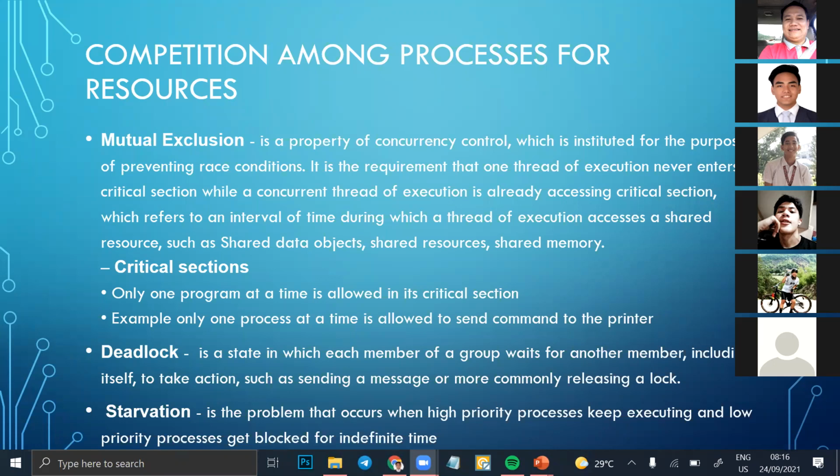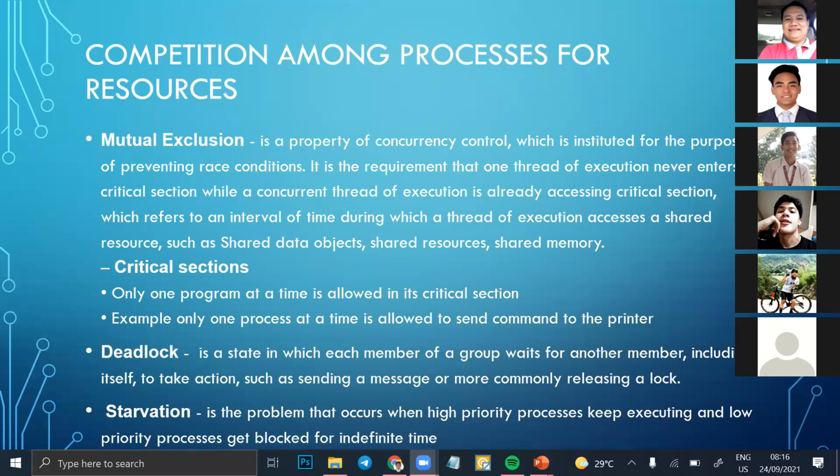The next one is critical sections, which we already discussed lately. Only one program at a time is allowed in a critical section or to run on your operating system. For example, only one process at a time is allowed to send a command to a printer. So that is the perfect example of a critical section: you can only send one command to your printer to print.